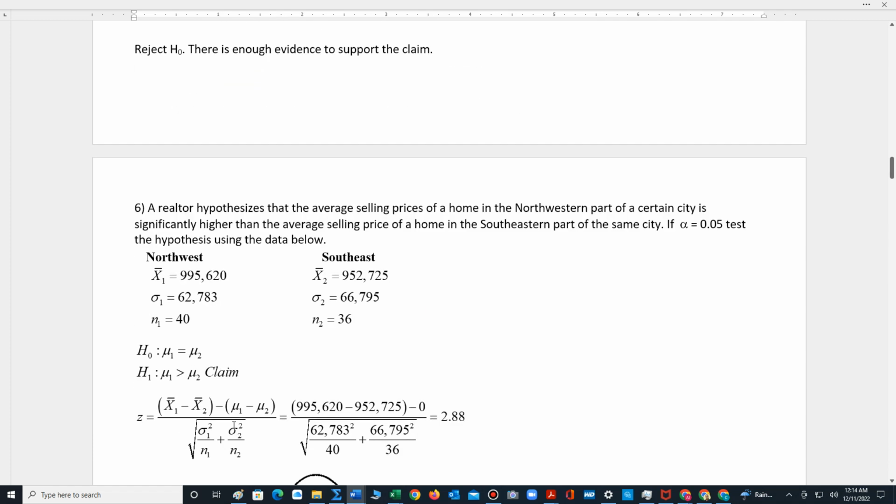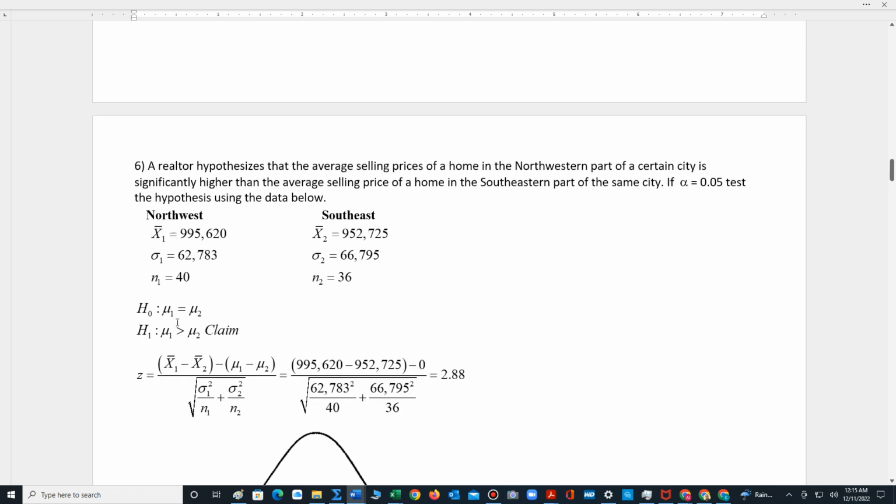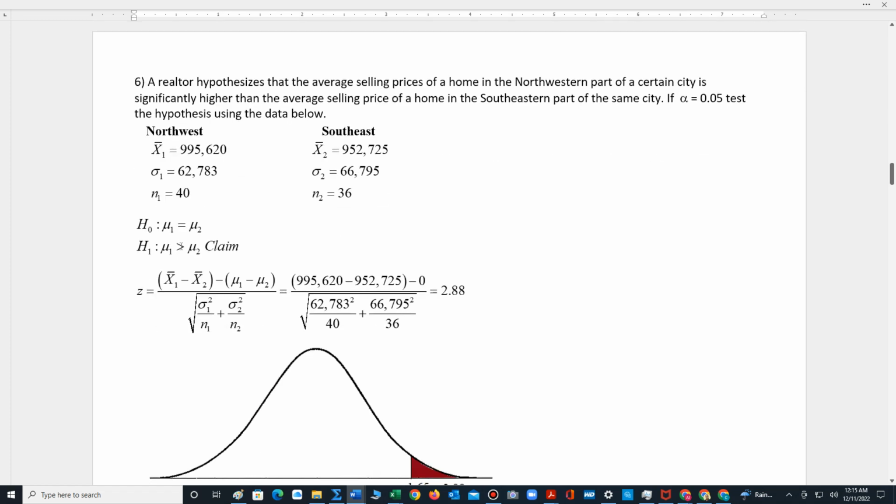Number 6 states a realtor hypothesizes that the average selling price of a home in the northwestern part of a certain city is significantly higher than the average selling price of a home in the southeastern part of the same city. Alpha is 0.05, test a hypothesis. So we have our data. Once again, we're given sigmas, thus it's a z-test. And the claim is that mu sub 1 is greater than mu sub 2. H naught is that the two means are equal.